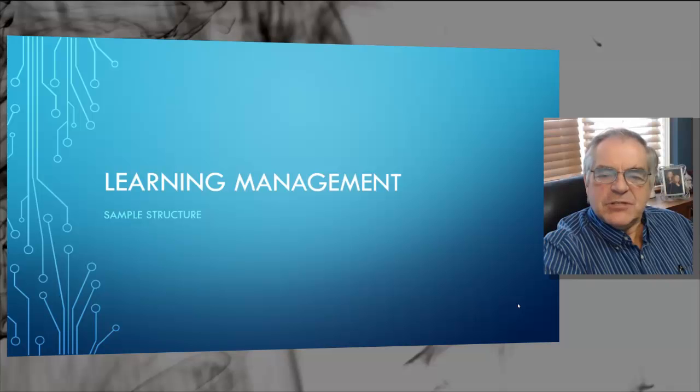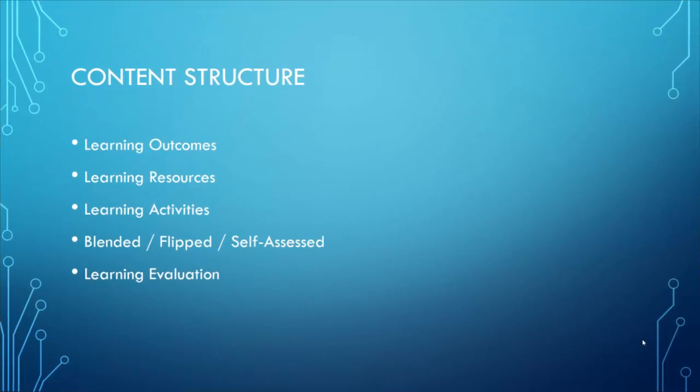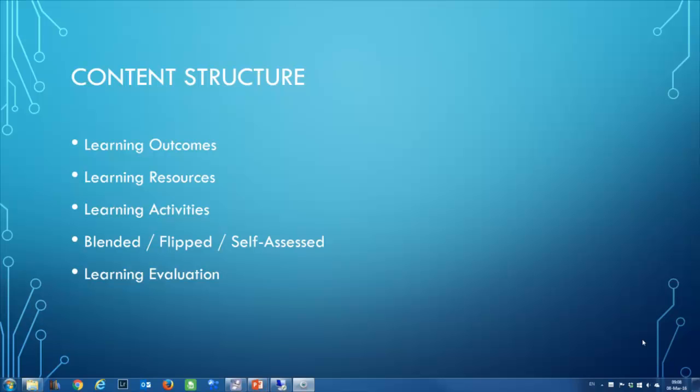Talk about learning management. This is the structure that I use to build the courses that I deliver online. Again, the content structure I use starts with learning outcomes, identifying what the student should walk away with as a result of this module. The learning resources that they'll have to do this, learning activities we'll engage in. There'll be a section for blended, flipped, or self-assessed content where the student can reinforce the material themselves on their own time, and of course, learning evaluation.